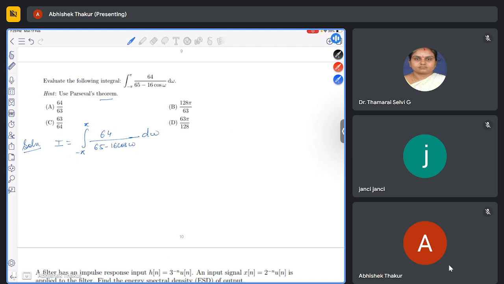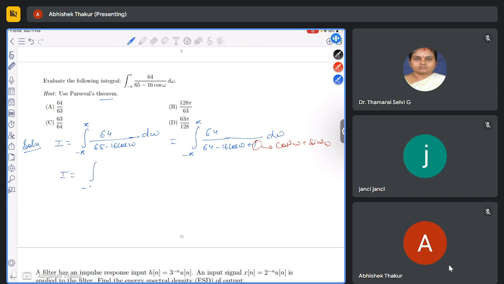So here 65 is there. So what we will do, we will write 64 minus 16 cos omega plus 1. Okay. Now for this 1, we can write it as cos square omega plus sin square omega. We will also apply Parseval's theorem, but before that, we will do some simplification to make this integral simple.